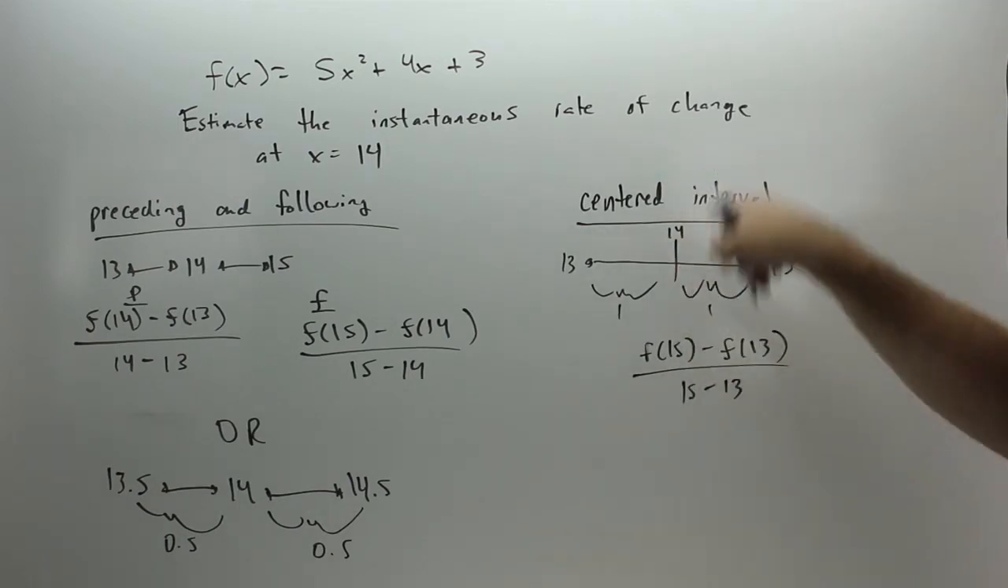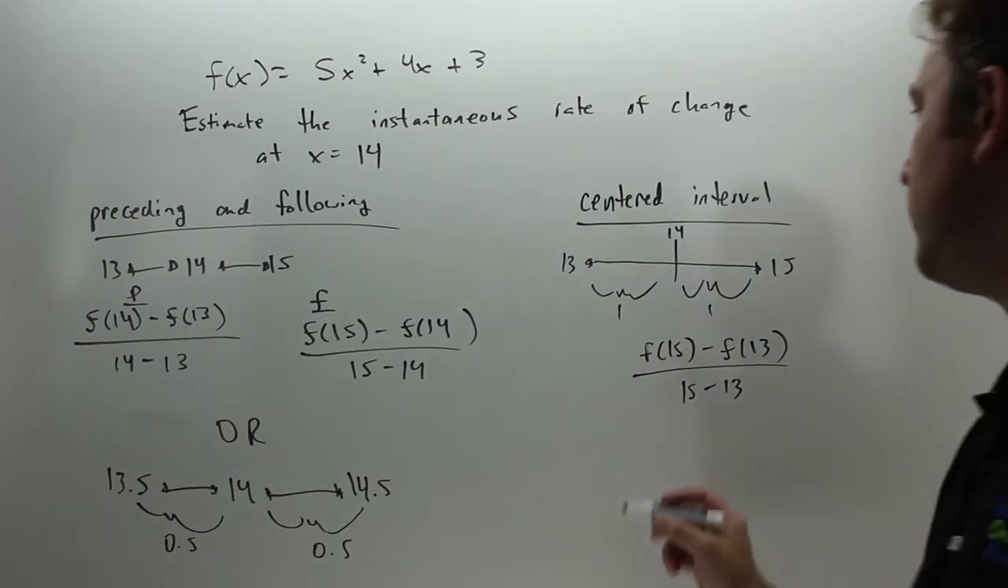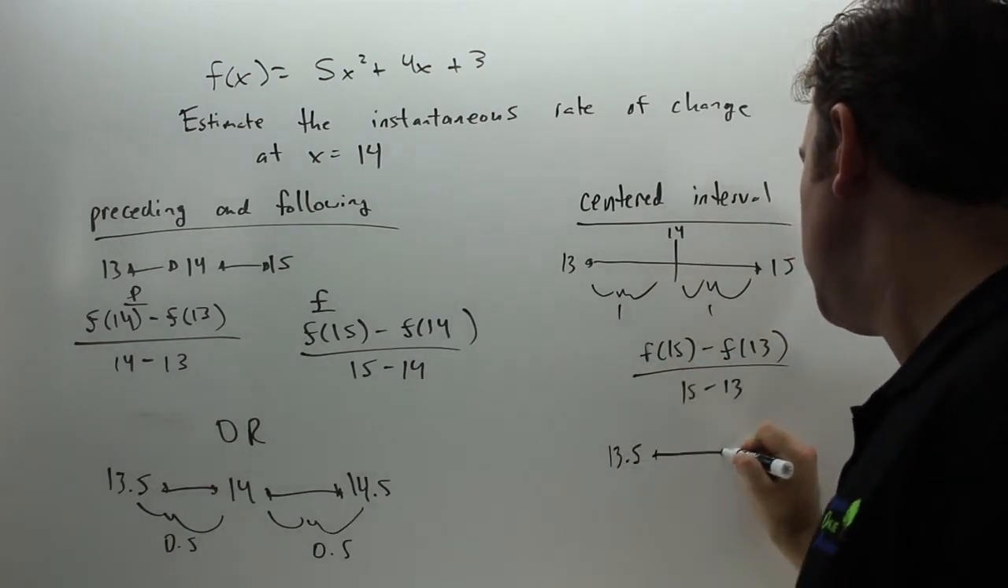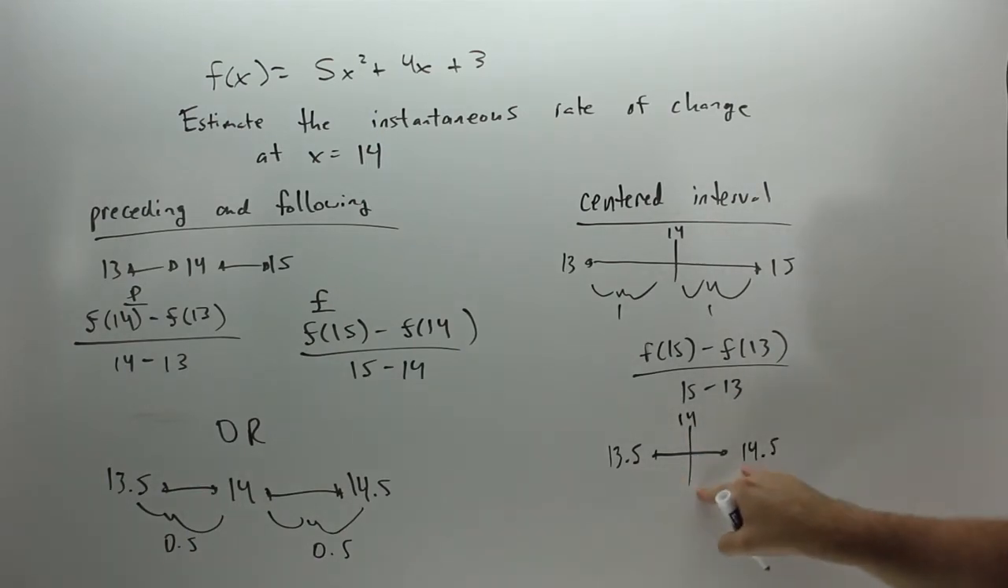This tends to be the least accurate of the 3 methods. When you're asked which one's the most accurate, difference quotient is probably your best answer, but you could argue preceding and following with a really tight interval. So if you ever encounter a question like that, just remember that it's probably not going to be centered interval, because that's essentially just taking a slope randomly around that point. So you also could have gone 13.5 to 14.5, because that's nice and centered around 14. There's 0.5 distance there, there's 0.5 distance there, or width size. And that's kind of the key idea.